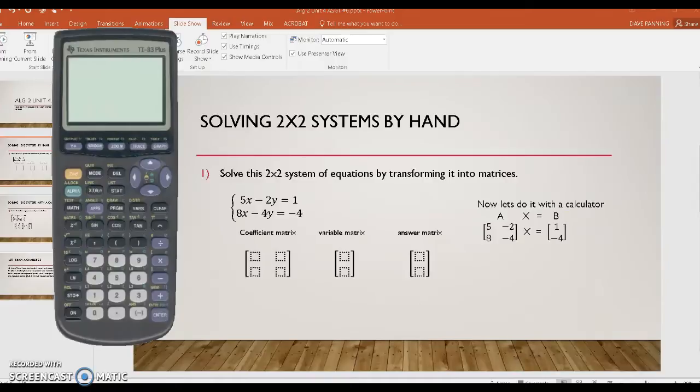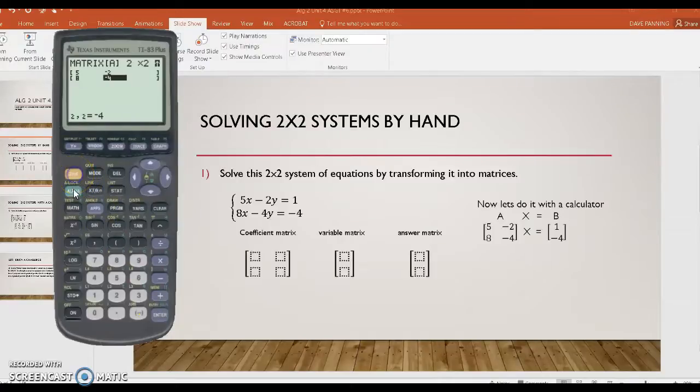So with our calculator, we're going to enter matrix A first. If you haven't done this before, let me clear all this. You're going to go to your second matrix button, which is right here. We're going to choose matrix A. We're going to edit it. I've already done this problem once, so mine's already in there. It's a 2x2 matrix. If you don't have these in there, you want to put 5, -2, 8, and -4. That's matrix A.